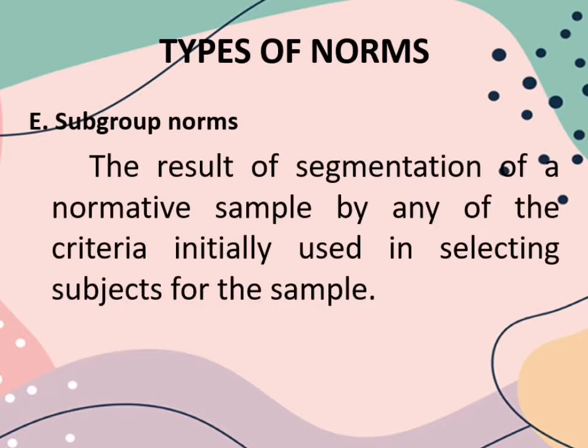Subgroup norms. The result of segmentation of a normative sample by any of the criteria initially used in selecting subjects for the sample. Example, test normative sample criteria were age, educational level, socioeconomic level, geographic region, community type, and handedness, whether the child is right-handed or left-handed. The test manual or a supplement to it might report normative information by each of these subgroups.